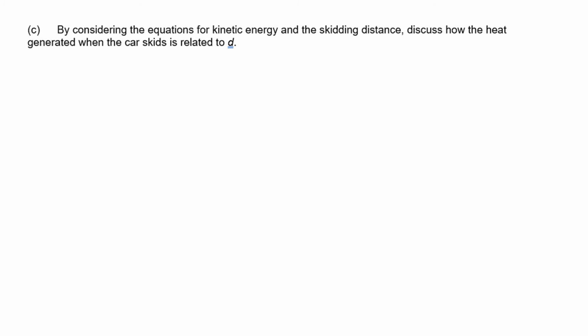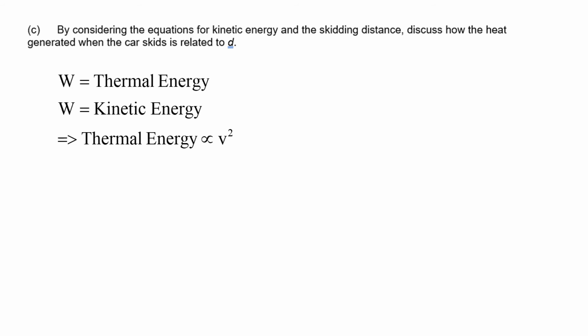So by considering the equations for kinetic energy and skidding distance, discuss how the heat generated is related to d. So what it wants is a relationship between d and the thermal energy. So is it directly proportional, inversely proportional, etc., that kind of thing. So we know the work done by our force is going to be equal to the thermal energy, and we know the magnitude of the work done is equal to the kinetic energy there. So what that tells us is that thermal energy is going to be directly proportional to v squared, because essentially thermal energy and kinetic energy will be equal to each other, but with different signs.